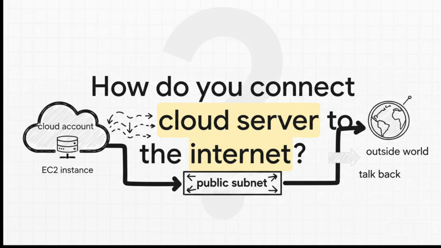So when it comes right down to it, this is the big question we're trying to answer. You've got this server, right? Your EC2 instance, just sitting there in the cloud. How in the world do you make it so people on the internet can get to it? And just as important, how does it talk back? Well, that connection, that's what a public subnet does.